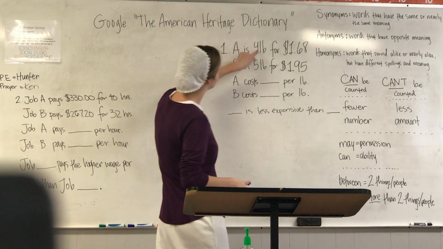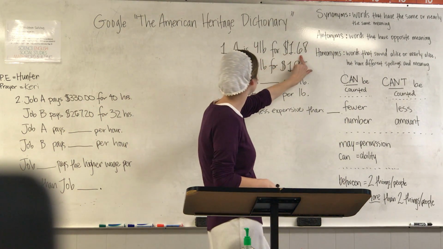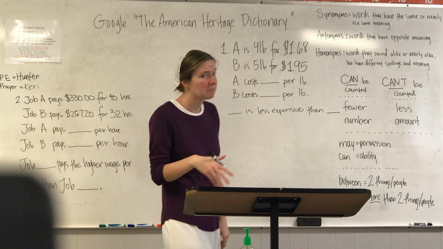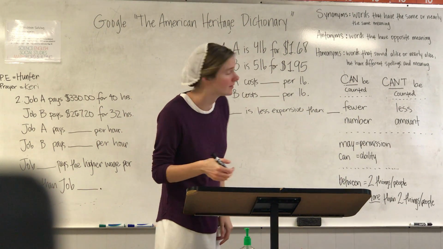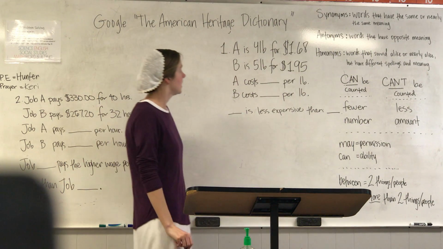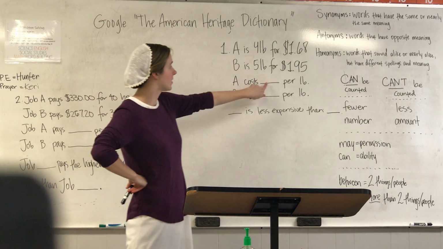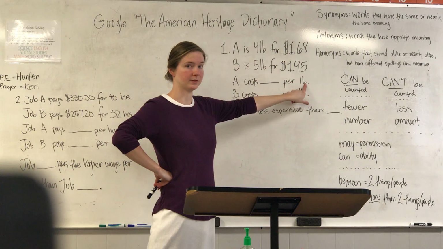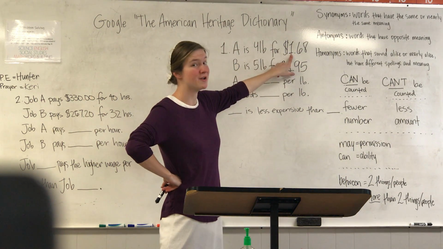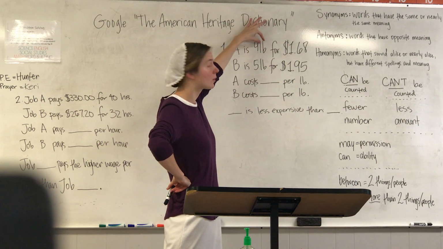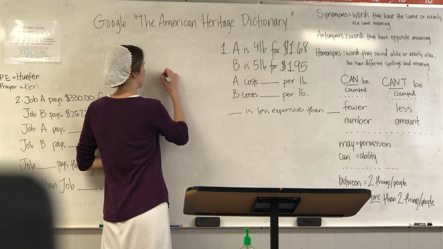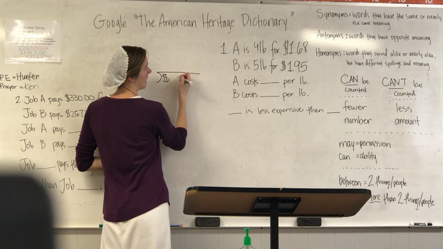Number 1, A is 4 pounds for $1.68. It could be potatoes or something. B is 5 pounds for $1.95. Look right here, it says A costs blank per pound. We know 4 pounds costs $1.68, but we don't know how much it costs per pound. So we need to divide. Get your pencils out. You need to set up a division problem.